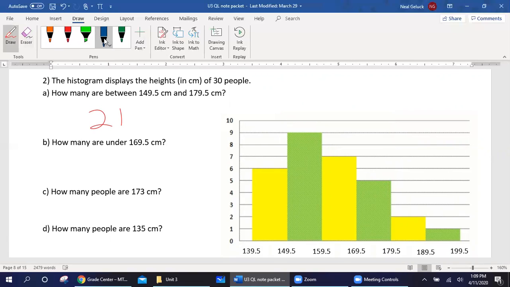For letter B, how many are under 169.5? So I'm going at the 169.5 and just counting everything less than that. That's going to be a 6 plus a 9 plus a 7, which is 22.